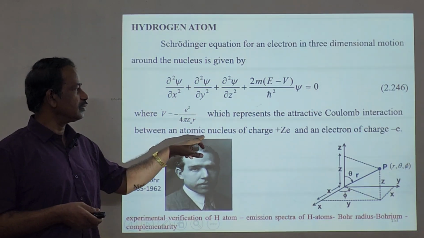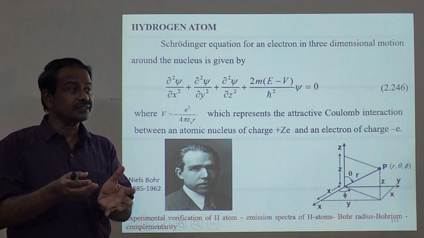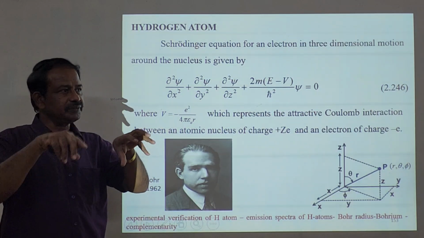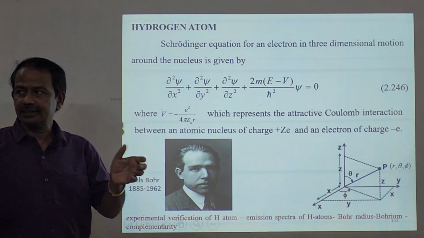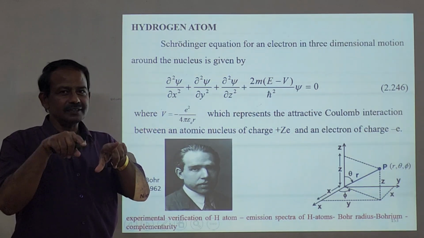Okay, so between an atomic nucleus of charge plus e and an electron of charge minus e, you have the simplest atom: an electron and a proton. So there will be attraction between these two, correct? For a hydrogen atom, we have a single electron and a proton.